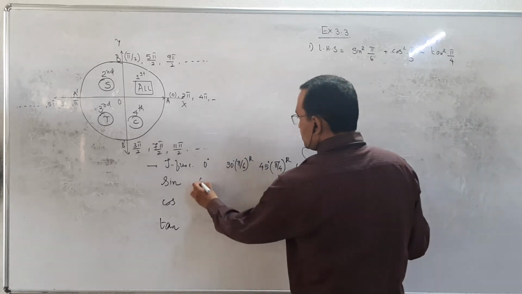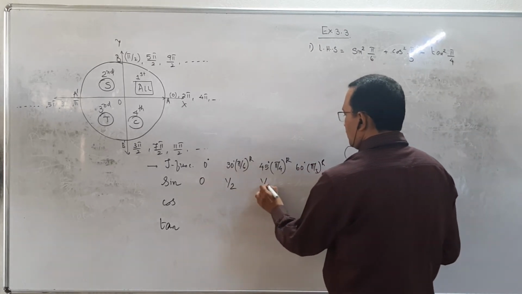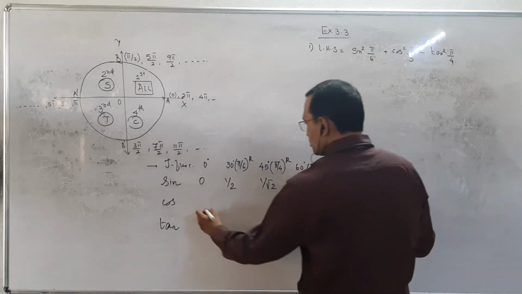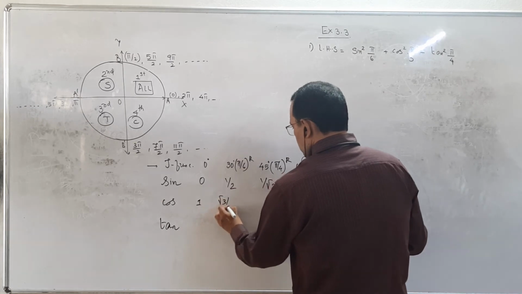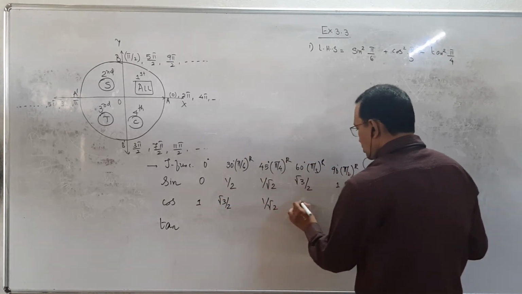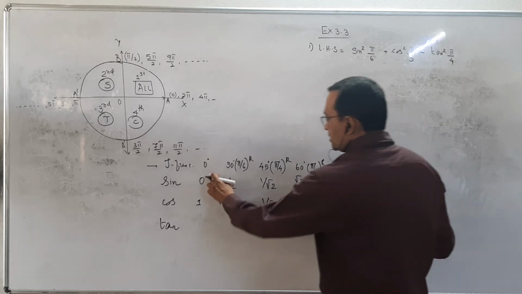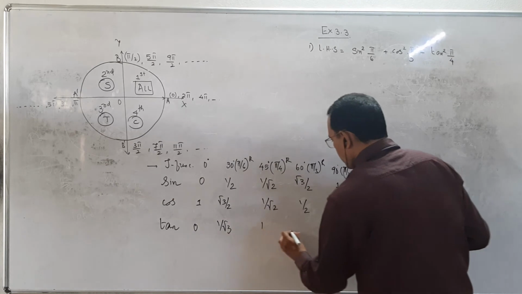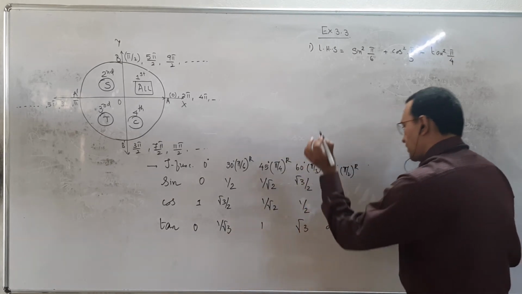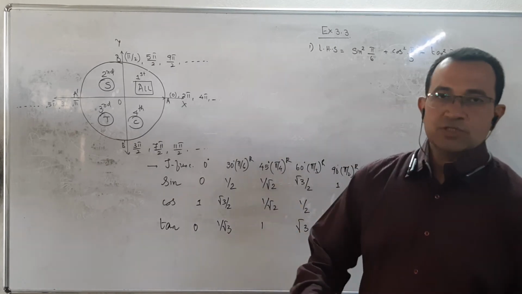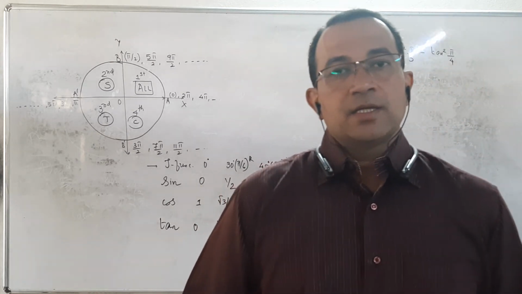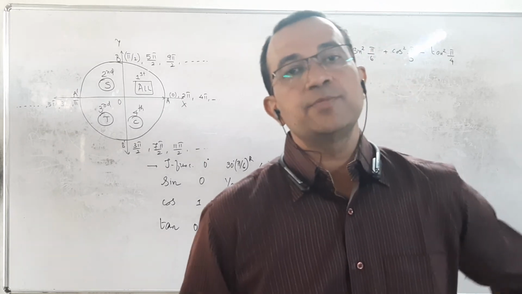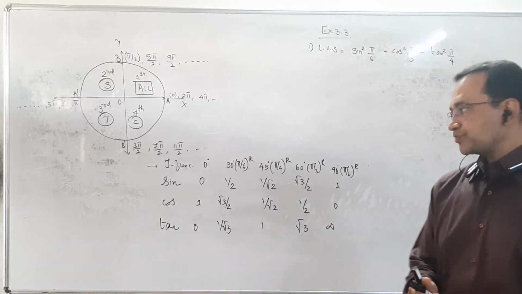Sine 0 is 0, sine 30 is half, sine 45 is 1 by root 2, this is root 3 by 2 and 1. Cos, write in reverse order: 1, root 3 by 2, 1 by root 2, 1 by 2, 0. Tan is sine by cos: 0, here 1 by root 3, here 1, here root 3, and here undefined. Cosec will be reciprocal of sine. Sec will be reciprocal of cos, and cot will be reciprocal of tan. No need to mug up.